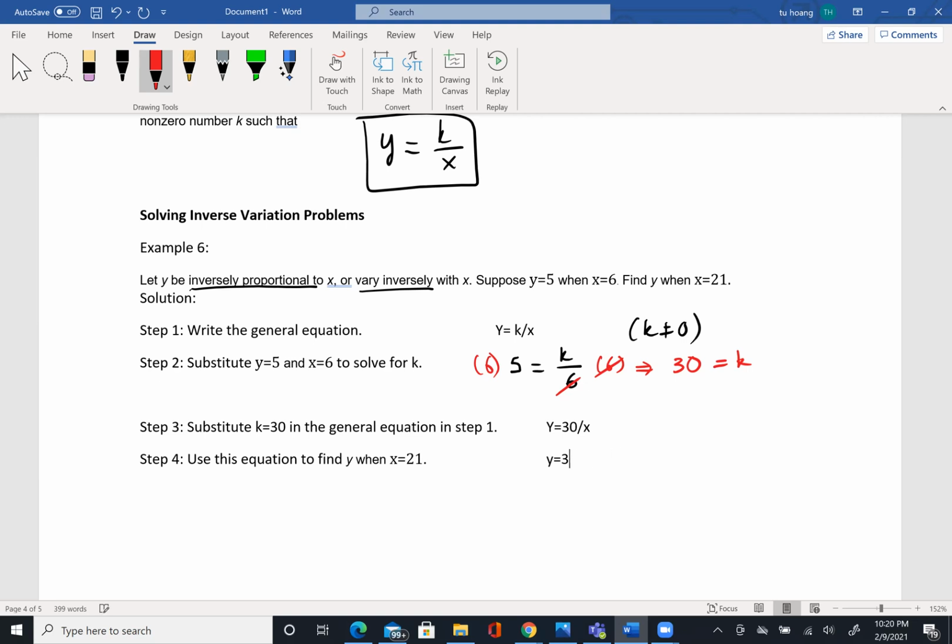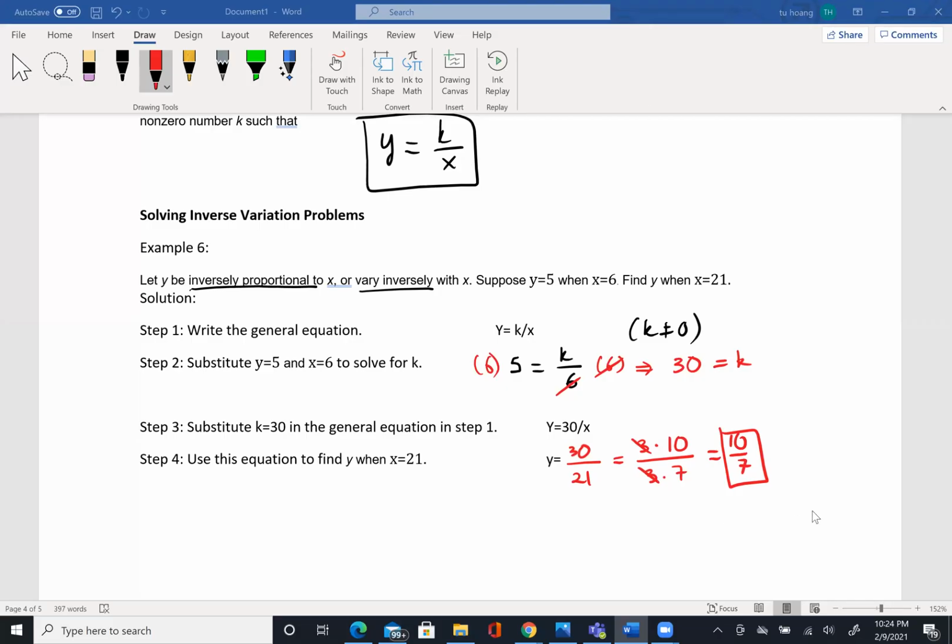Maybe I'm gonna write it so we can see it. So I have 30 over 21, which is equal to 10 times 3 over 3 times 7, so you can cancel this 3 and have 10 divided by 7. Okay, that's going to be the answer, right? All right, so far so good.